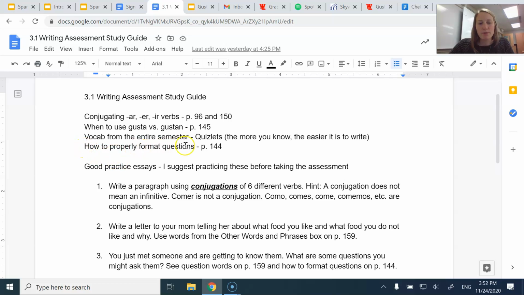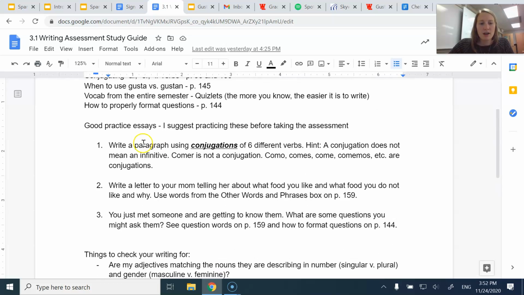How to properly format questions, that's a big one, okay? That's one we haven't gone over a ton. So please look at the top of page 144, or maybe the middle of page 144. That'll be good. Here are some good practice essays that I've given you, and in my class today, we're going to practice number 2. So that is my challenge for you. Practice writing it out to prepare for your writing assessment on Wednesday.